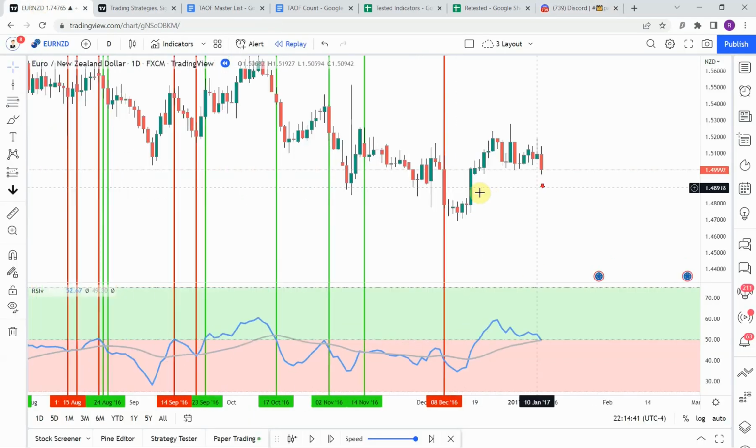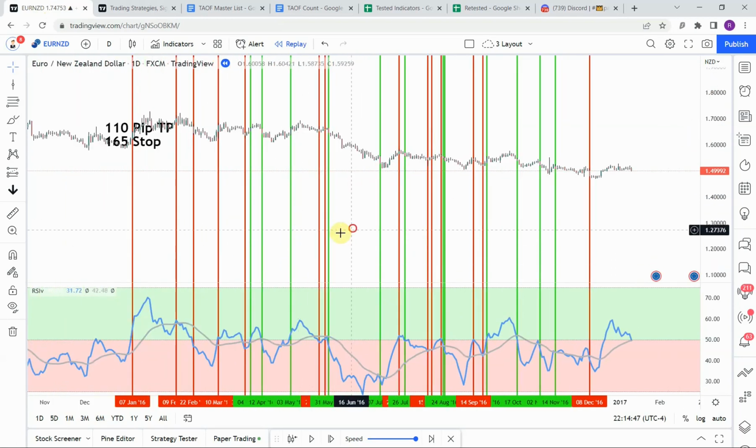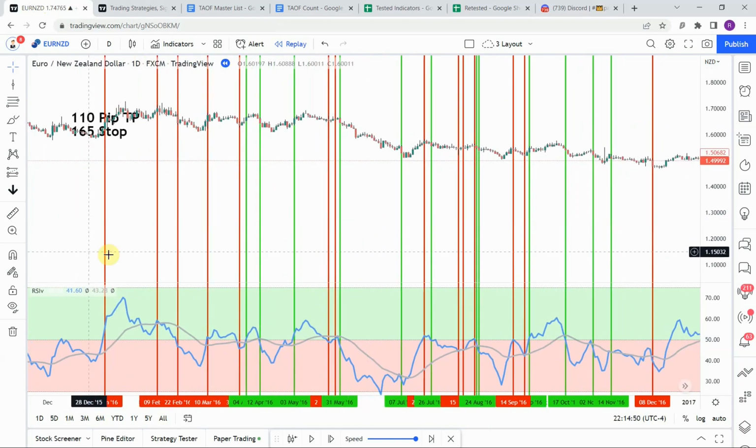All right, back to our indicator here. Got everything back in focus. We got quite a few trades within the one year's time, so let's go ahead and count these out and see what we got. 1, 2, 3, 4, 5, 6, 7, 8, 9, 10, 11, 12, 13, 14, 15, 16, 17, 18, 19, 20, 21, 22, 23, 24, 25, and 26.